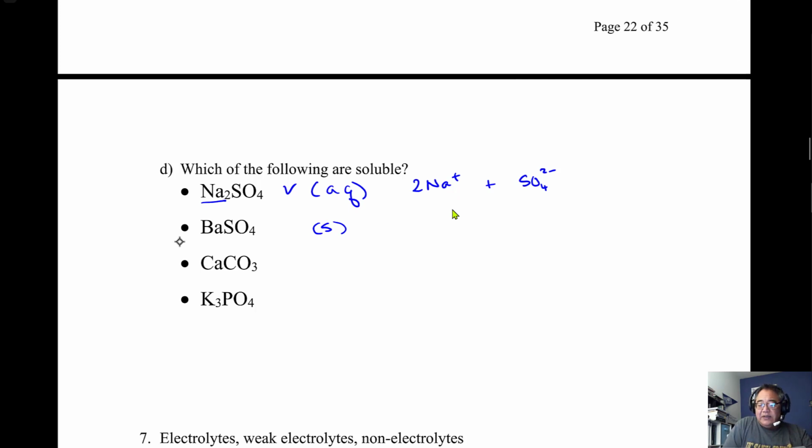So this is what I want you to do is, again, you'll do calcium carbonate and potassium phosphate and determine whether or not they're aqueous. And if they are soluble, right, if they are soluble, then write out the ions that it forms when it dissolves in solution. I'll pause it, and when we restart, I'll have the answers already there.